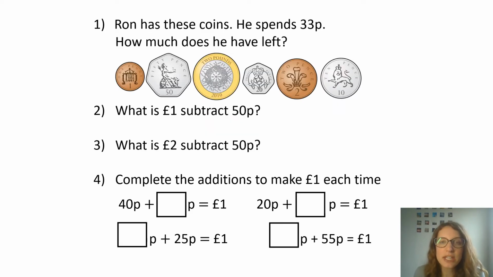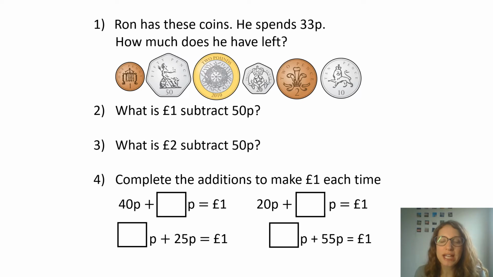Okay, so have a go at these 4 questions. These are recapping money work that we've already done. Okay, so it's just to remind yourself. In that first one, that is a £2 coin, not a £1 coin. I know in some of the pictures they're coming out looking very similar. Okay, so again, pause the video, answer these questions, and then we'll go through the answers together.